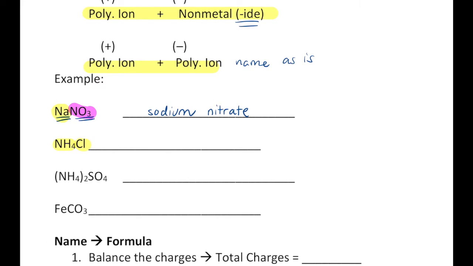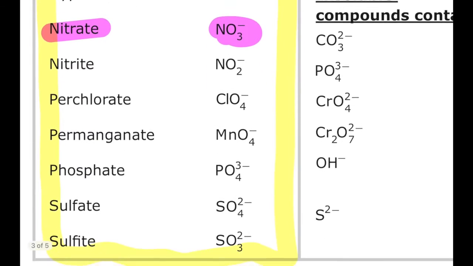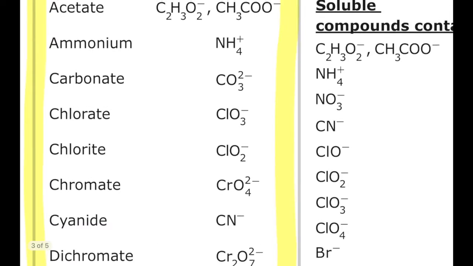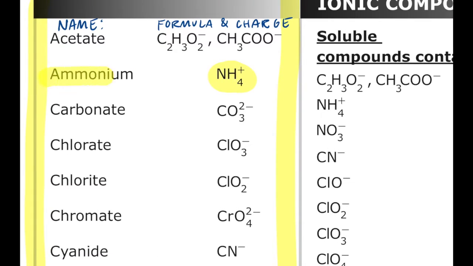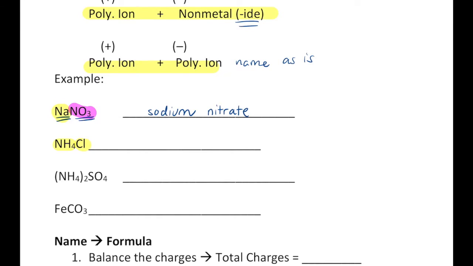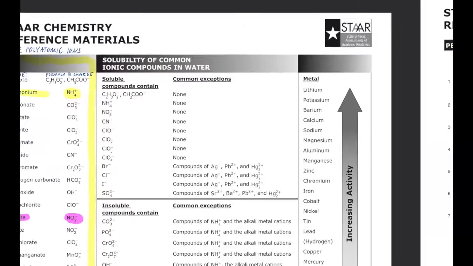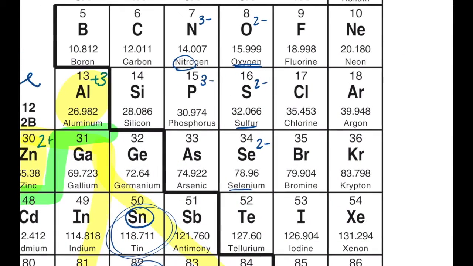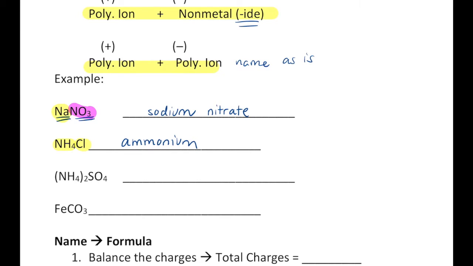Next example, we have NH4 and we have Cl. You might be confused, like, where do I separate this? You just get a feel for it, and you look up on the polyatomic ions list what the actual things bonded together are. NH4 is called ammonium on our list, and then we're going to look for Cl. Cl is chlorine. Since it's a nonmetal, we are going to change the ending to "ide." So we're going to call this ammonium chloride.